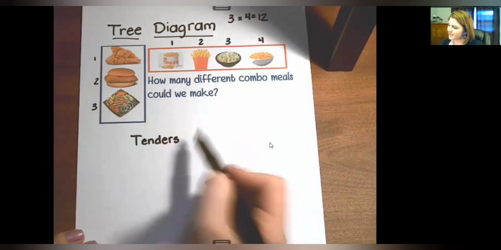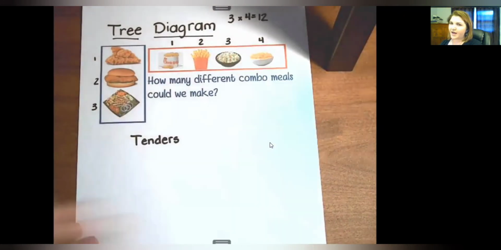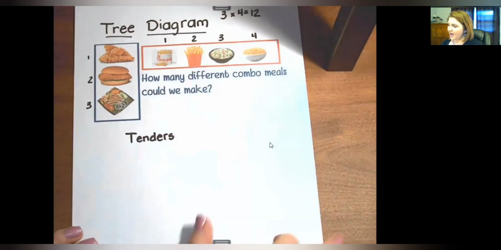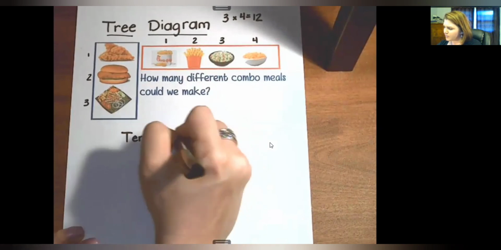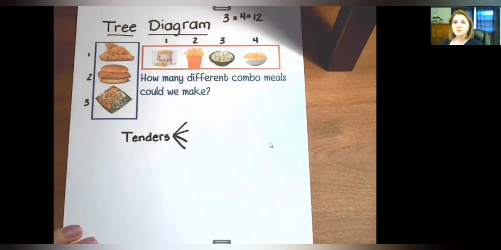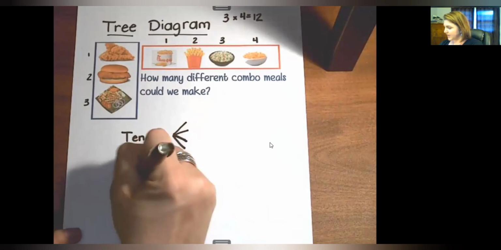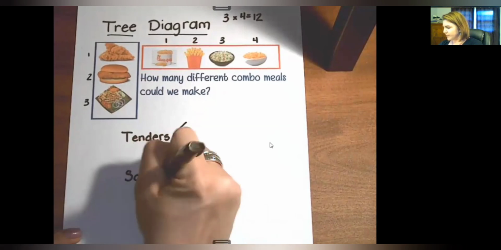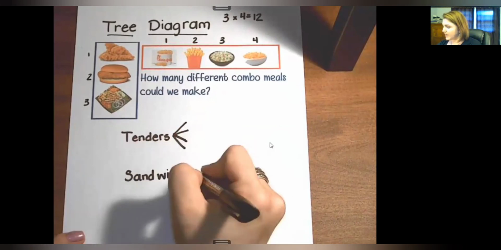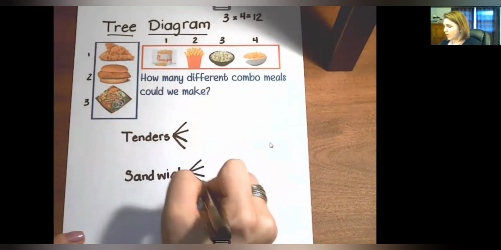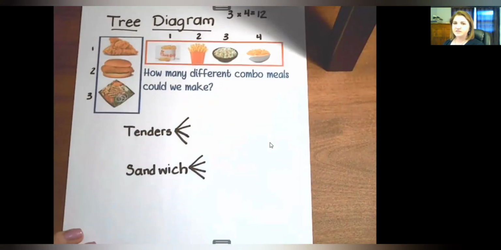Now, beside tenders, how many choices do I have for a side? I have 4. So next to tenders, I need to have 4 branches. That's why we call it a tree diagram. The second choice I have is a chicken sandwich. And how many choices for a side do I have? You're exactly right. It's 4. So I'm again going to draw 4 branches next to sandwich.